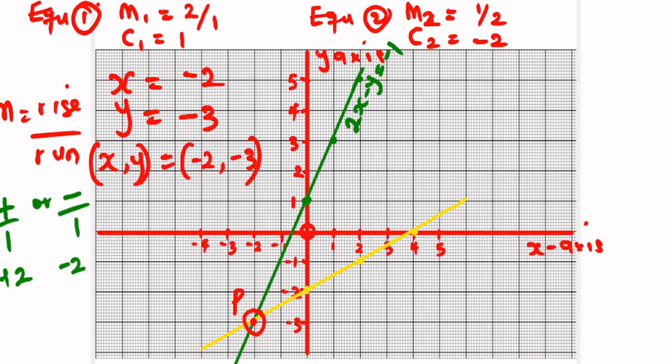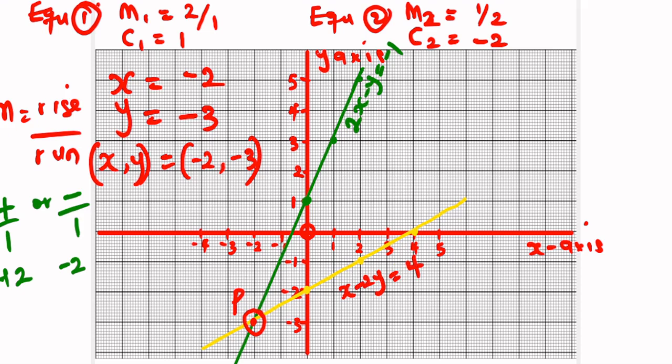So I hope you see what I'm seeing here. When x is minus 2, y is minus 3. So we're going to write it as when x is minus 2, y is minus 3. Now this is the third method for plotting the graph of simultaneous equations. We can write our second equation here as x minus 2y equals 4.